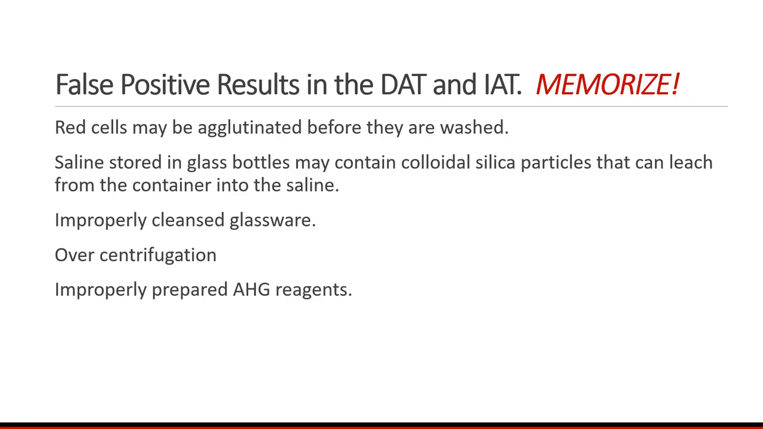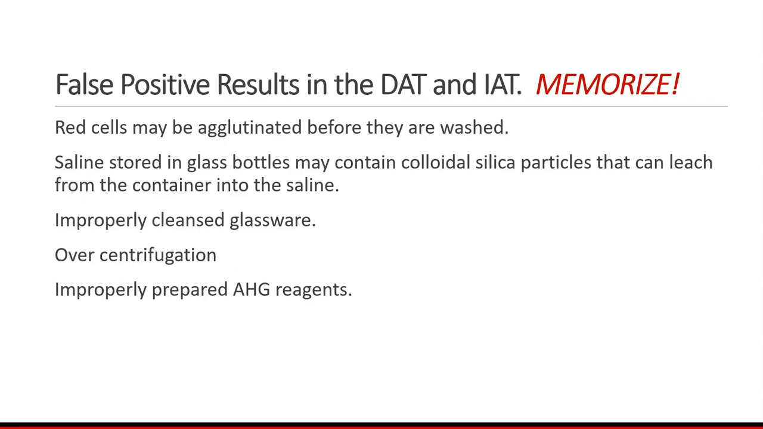Over-centrifugation can cause a false positive just because you've overspun it, and when you did that, perhaps the cells just decided to stick together. So again, if it says spin at 3,400 RPMs for 15 seconds, do not do 30. Do not exceed the time limit for centrifugation that is specified by the manufacturer.